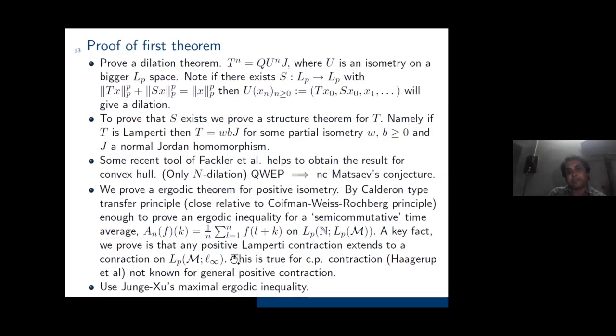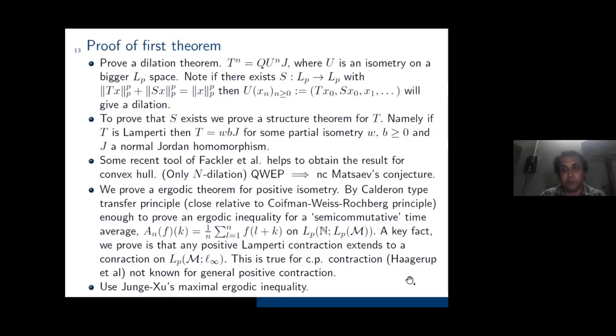Actually, isometries extend to isometries on this vector valued non-commutative Lp space, and this is true for completely positive contractions always by a result of Hagaru and two more authors. But for general positive contractions, this is not true. So completely positive, but we do not need this extra information, Lamperti somehow we managed to get this result which Hagaru and others proved.